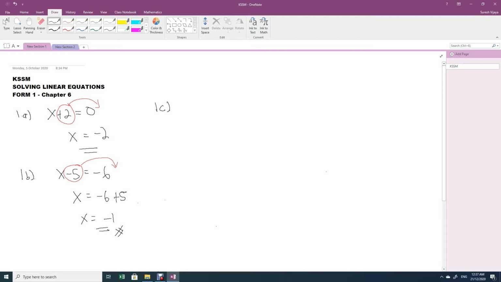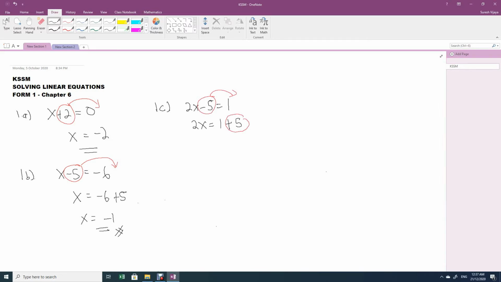1c, we have 2x minus 5 equals to 1. So how do we solve this? We have to bring the -5 over to the right hand side. That's the first step. So we have 2x equals to 1 plus 5. Why? The -5, when you bring it over to the right hand side, you will have +5 because it's already crossed over the equal sign.